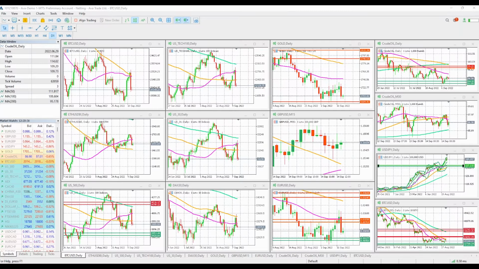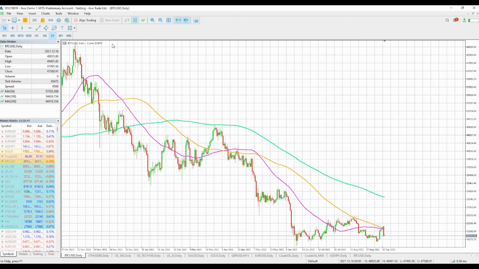So now what we have in front of us is our MT5 platform. What we're going to do is look at everything. Over here we have our BTC, which is your Bitcoin. Yesterday, with the strength in the dollar index, as someone was just mentioning, the Bitcoin price has fallen, and it has fallen below two important moving averages. This is your 50, this is your 100.